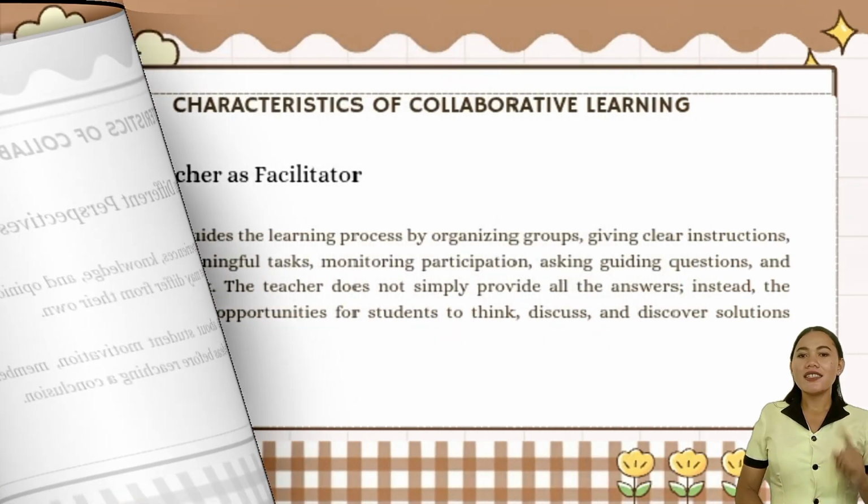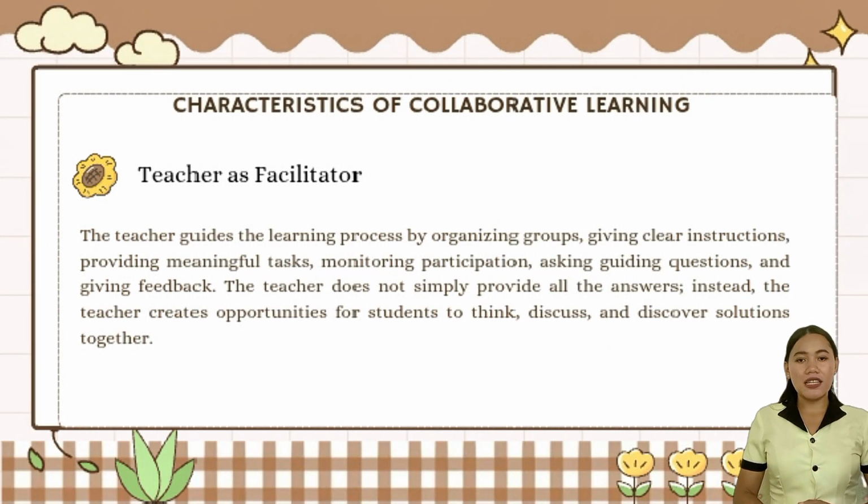The next one is the teacher as facilitator. So in collaborative learning, the teacher remains important, but the teacher does not simply provide every answer. Instead, the teacher organizes the activity, gives clear instructions, monitors participation, asks guiding questions, and provides feedback. For example, while students are discussing a classroom problem, the teacher may move around the groups and ask questions such as, why do you think that solution would work? Or has everyone had an opportunity to share an idea?